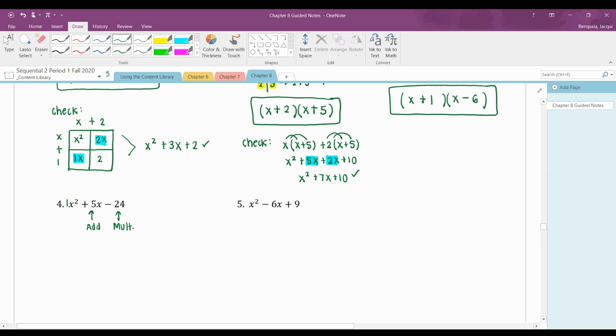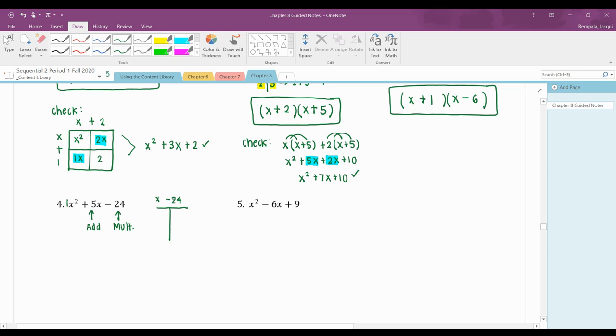the middle. Notice that my last number is a negative number. It's a negative 24. So I want to start thinking about numbers that multiply to negative 24. There are quite a few numbers, so we're going to have to start building our table to try to get that positive 5 when we add. But remember, if it's a negative, I want one number to be positive and one number to be negative.